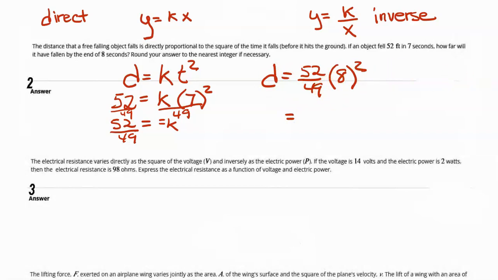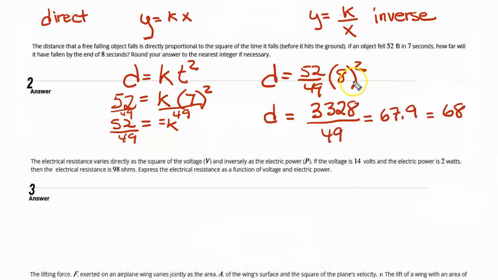All right, take a moment, see what you can figure out there. So 8 squared is 64 times 52 is 3,328 divided by 49 is 67.9. They want it to the nearest integer, so that will be like a whole number, and that would be 68. All right, let's go on to number 3.